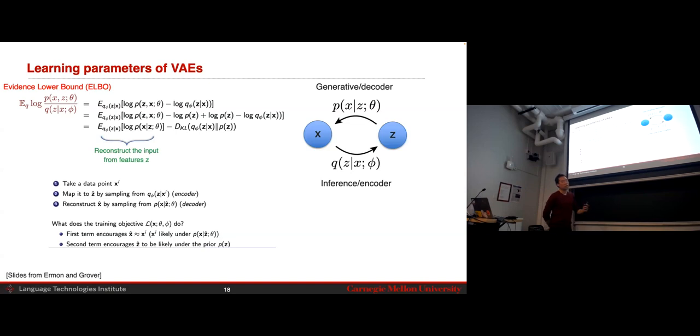The second term is a KL, and if you've seen KL before, that's basically a measure between distributions. It's saying that my Q of Z given X, my distribution of latent variables that I infer from my data, should be simple, similar to P of Z, a prior. And usually we set this prior to be as simple as possible, for example a Gaussian, so that the distribution of Z is as simple and interpretable as possible. So the distribution of latents given my input data should be simple. That's what this KL is doing.